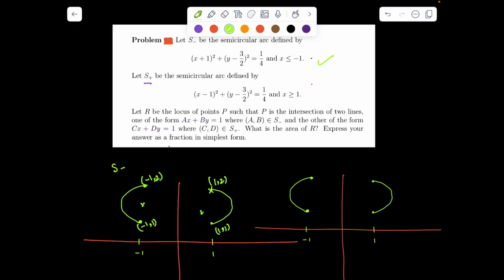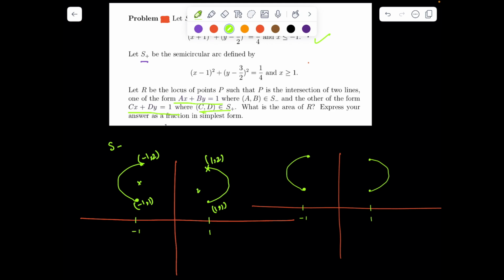Okay, so let's move ahead. Now, what does the problem tell? R is the locus of a point P such that, what is point P? It is got by the intersection of two lines, one of the format ax + by = 1, where (a, b) belongs to S minus, and the other of the format cx + dy = 1, where (c, d) belongs to S plus. Oh, that's cool.